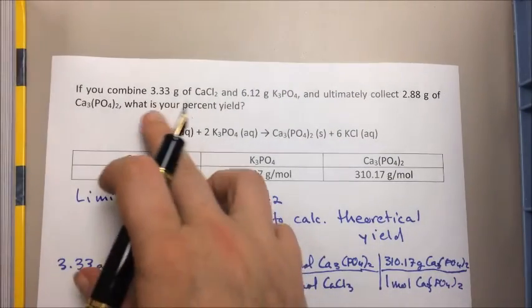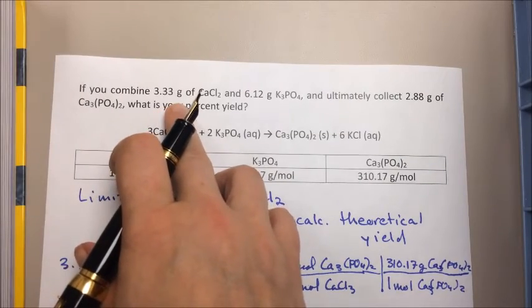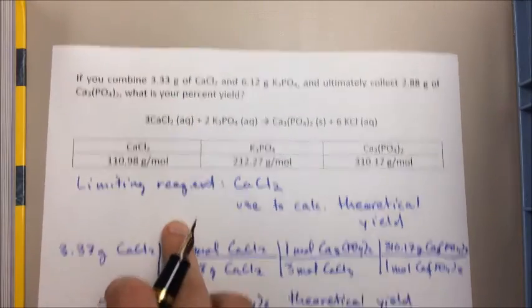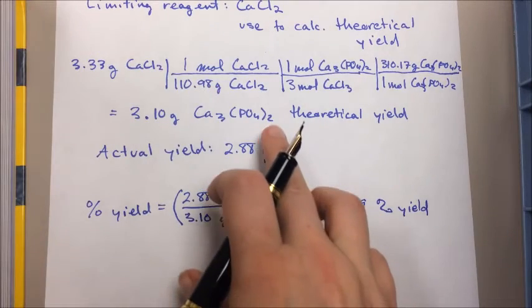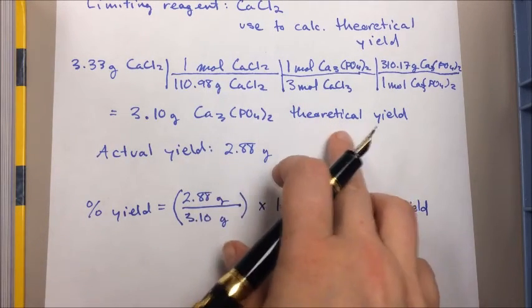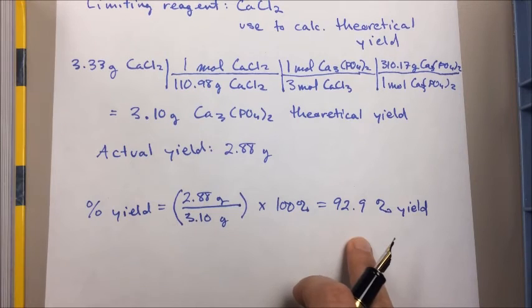So, if you start from 3.33 grams of calcium chloride, our limiting reagent, you can use that to calculate a theoretical yield, and then you use that with the actual yield to get your percent yield.